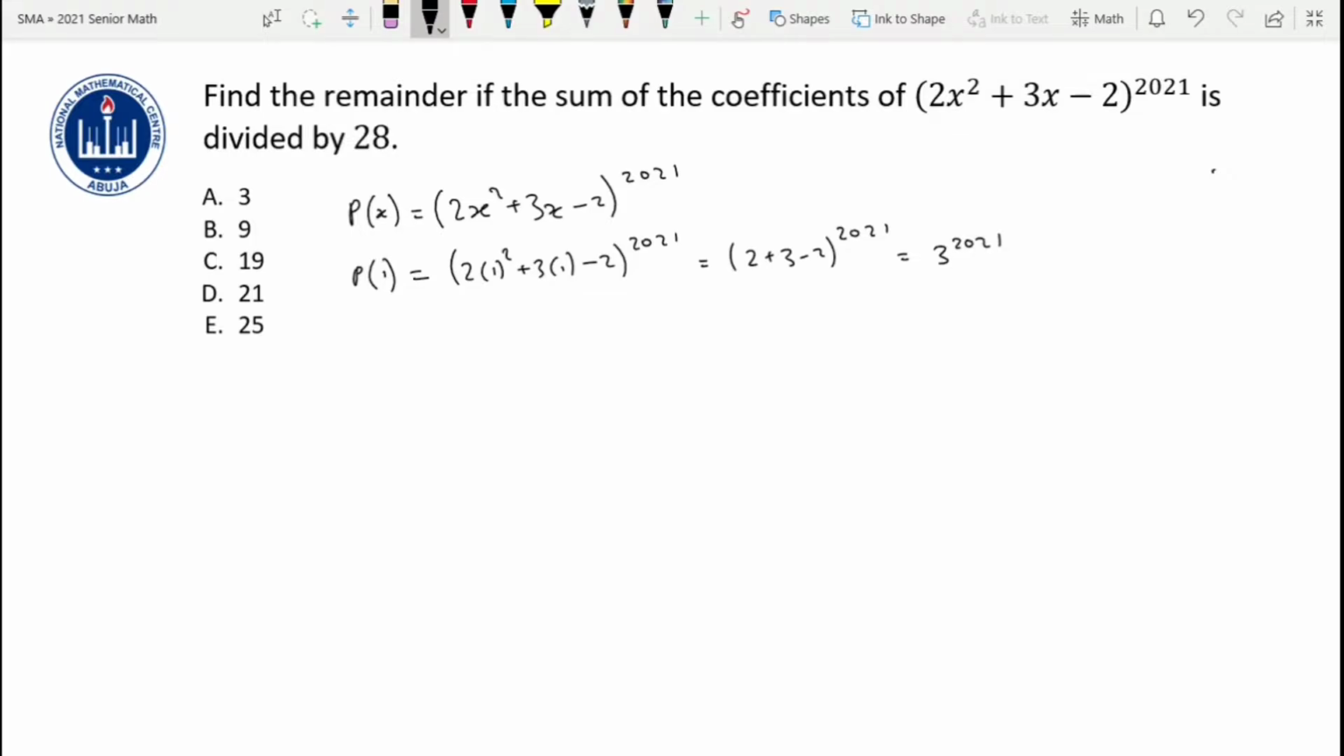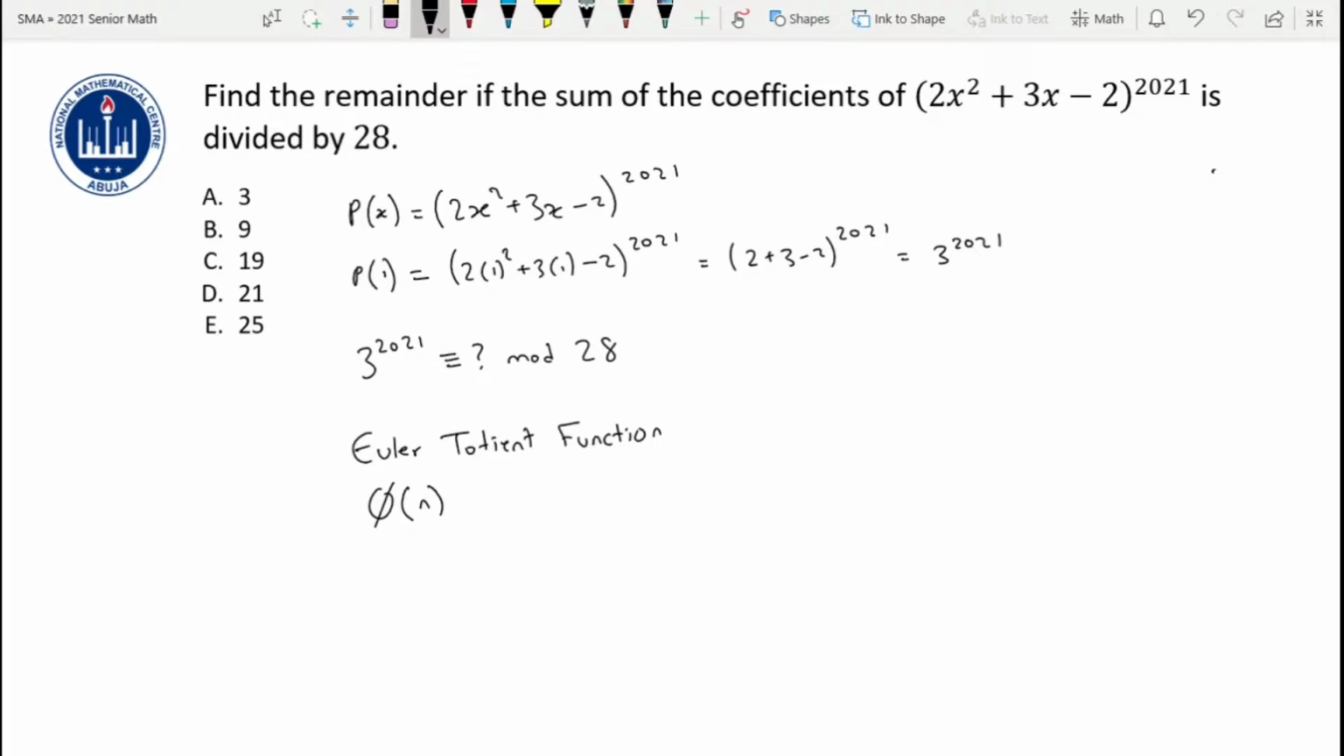And then, since we're told to find the remainder when this value is divided by 28, it means that we're looking for what 3 raised to 2021 is congruent to mod 28. To proceed from here, we're going to make use of Euler's theorem. But before we go to Euler's theorem, we're going to first talk about the Euler totient function. The Euler totient function is a function from natural numbers to natural numbers.